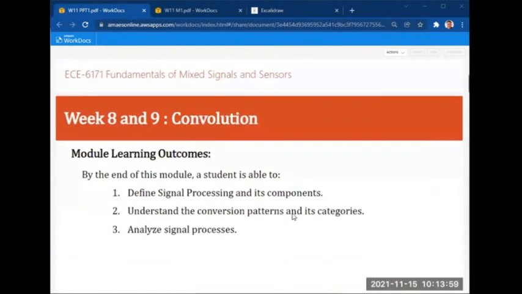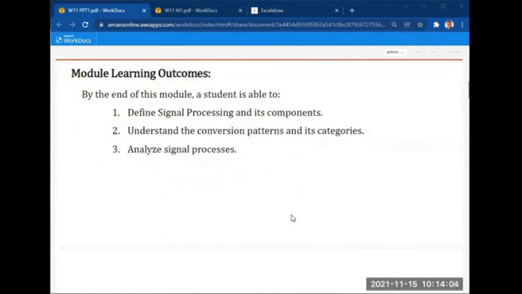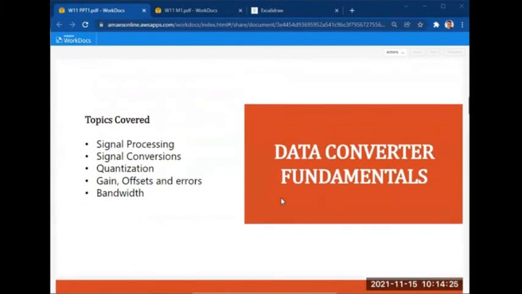For the learning outcomes, by the end of this module, the student is able to, number one, define signal processing and its components. Number two, understand the conversion patterns and its categories. And number three, analyze signal processes. These will be the topics that we will cover for this week: signal processing, signal conversions, quantization, gain, offsets, and errors, and then bandwidth.